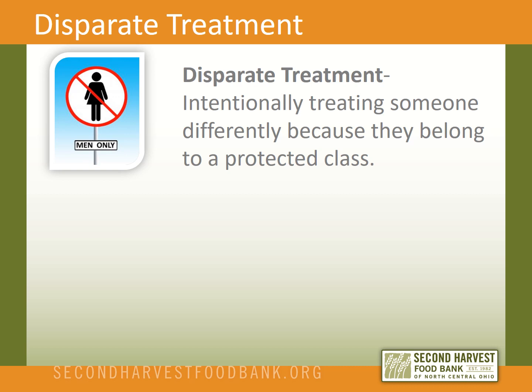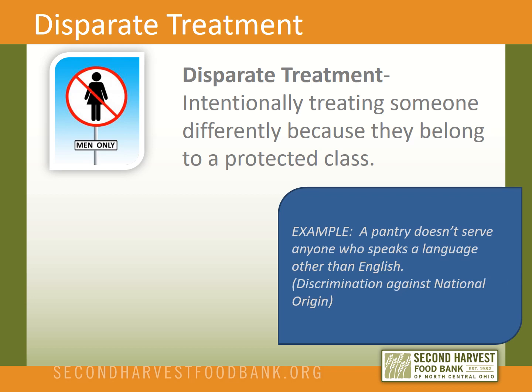Disparate treatment is a pretty clear-cut concept. It is intentionally treating someone differently because they belong to a protected class. For example, a pantry doesn't serve anyone who speaks a language other than English. This is discrimination against national origin, and it's a pretty clear policy.